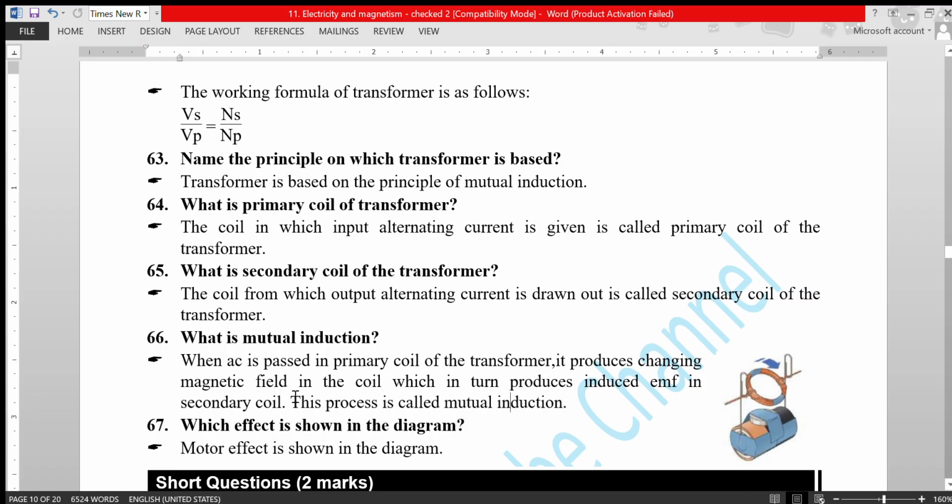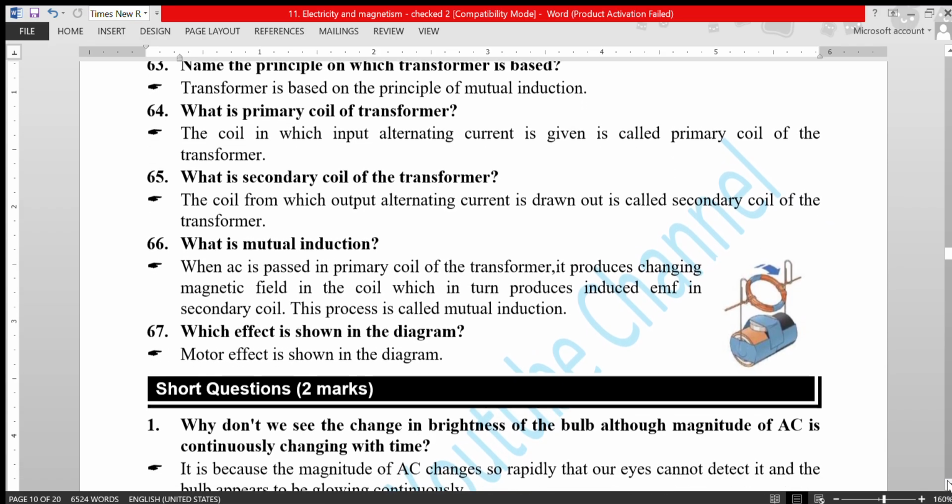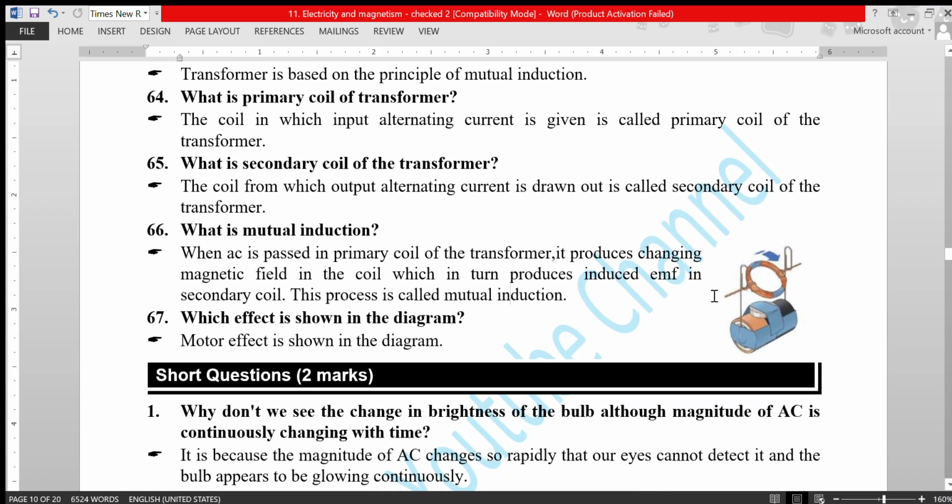What is mutual induction? When AC is passed in primary coil of the transformer, it produces changing magnetic field in the coil, which in turn produces induced EMF in the secondary coil. This process is known as mutual induction. Which effect is shown in the diagram? Motor effect is shown in the diagram, because when current carrying conductor is placed in magnet, it shows a movement. So it is a motor effect.